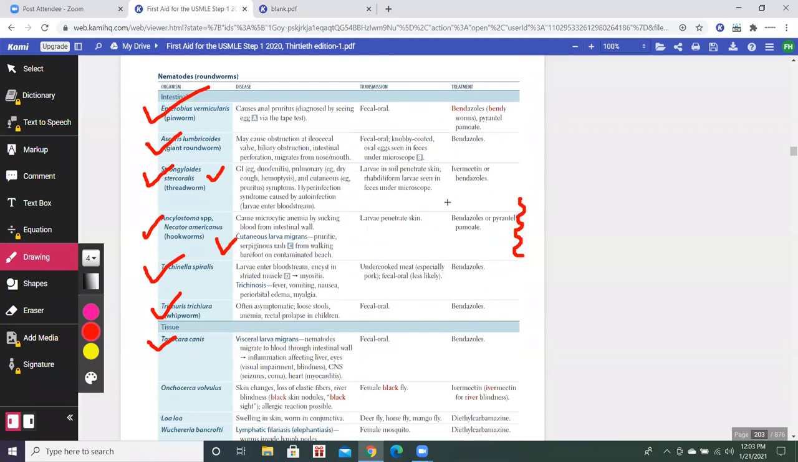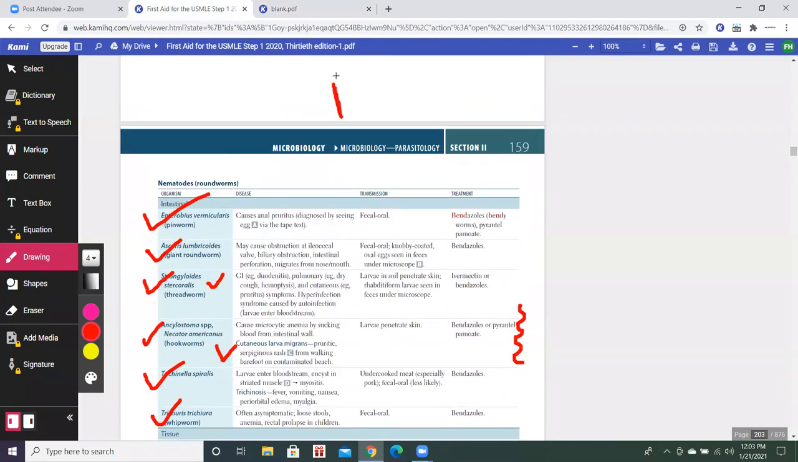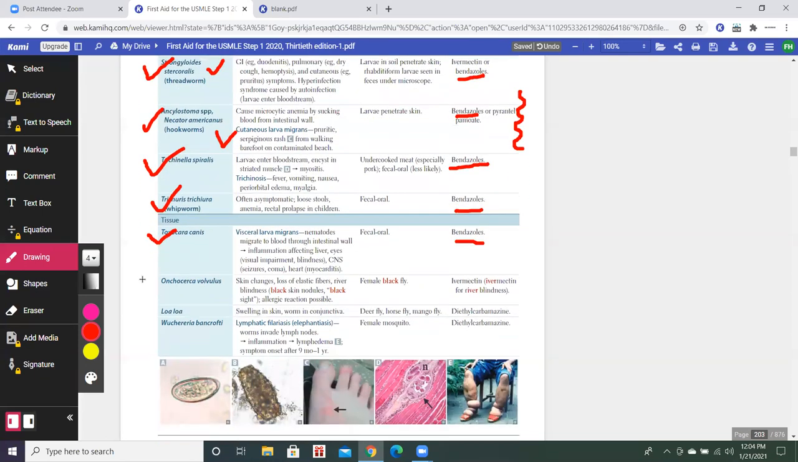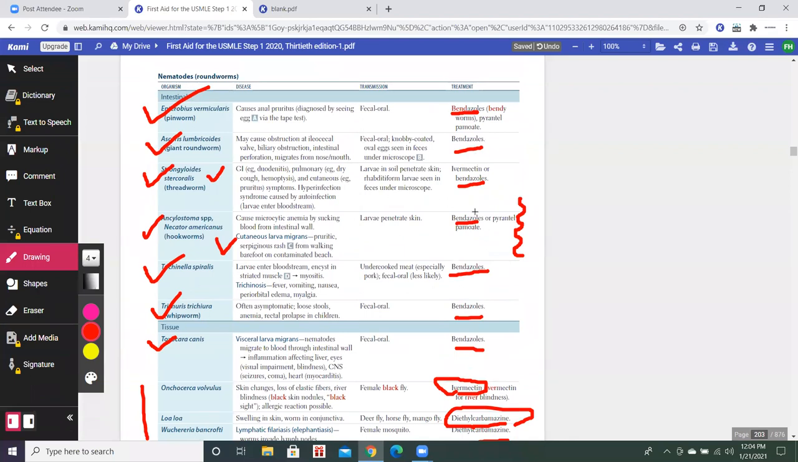What I need you to remember is that most of the nematodes are treated with Benz, with bendazoles. Benz means mebendazole, albendazole, right? Bendazoles are the most common treatment for most of the nematodes. Always bendazoles, except for the biters. For biters, for example, Loa loa and Wuchereria, the treatment is diethylcarbamazine. And for Onchocerca, the treatment is ivermectin. And for everything else, it's bendazoles.